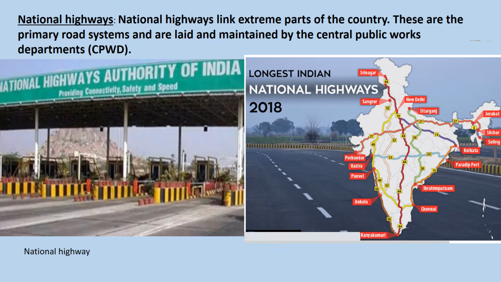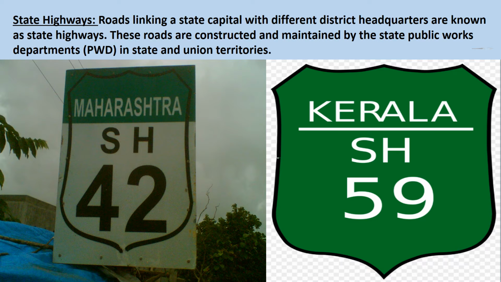Next comes national highways. National highways link extreme parts of the country. These are the primary road systems and are led and maintained by the Central Public Works Department, that is CPWD. State highways. Roads linking a state capital with different district headquarters are known as state highways. These roads are constructed and maintained by the State Public Works Departments, that is PWD, in state and union territories.